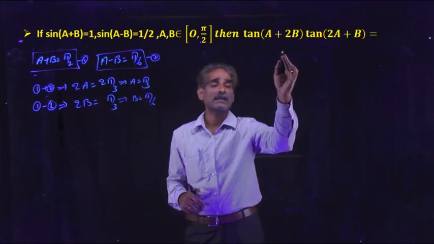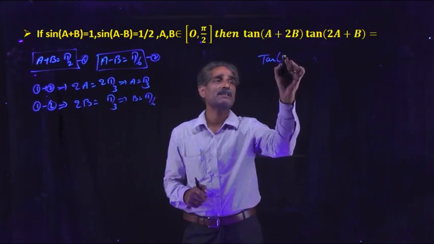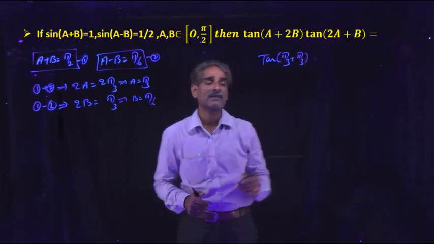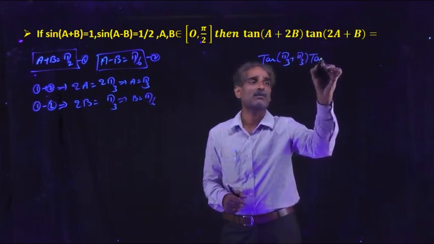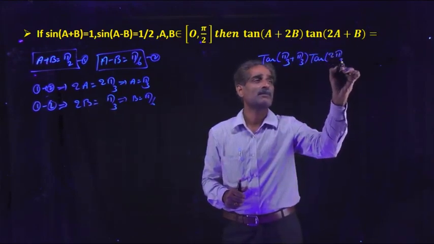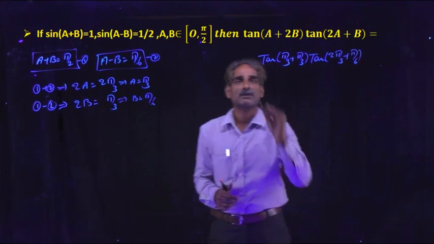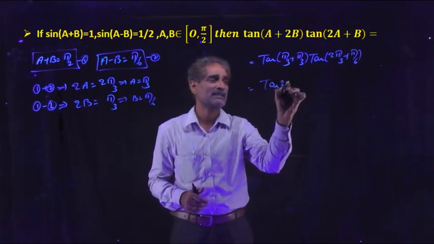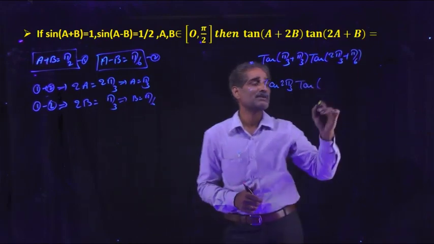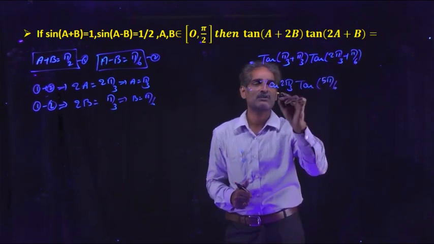So see this, tan of (a plus 2b), here a is equal to pi by 3, 2b equal to pi by 3, into tan of (2a plus b), here 2a value is 2 pi by 3 and b value is pi by 6. So now find out the value of this: tan 2 pi by 3 into tan of 5 pi by 6, since 2 pi by 3 plus pi by 6 is 5 pi by 6. Just find out these two values.